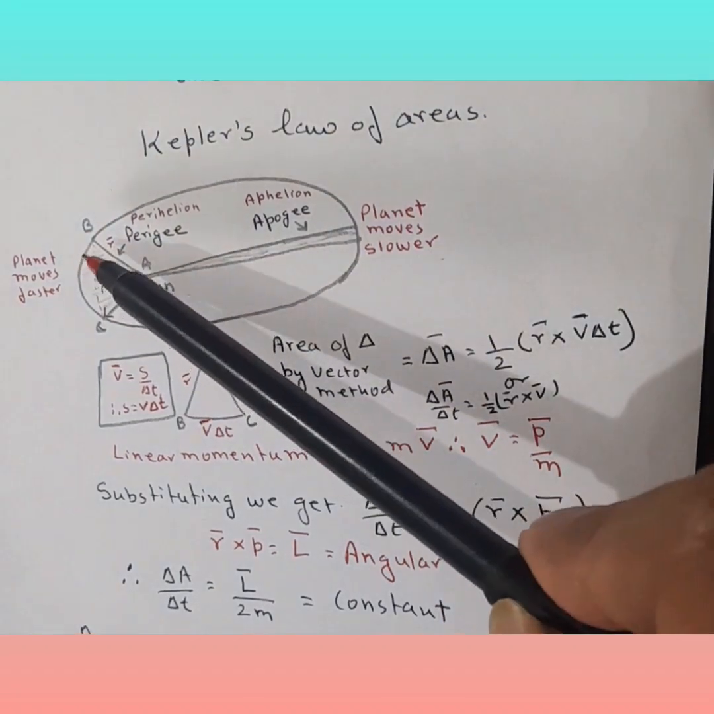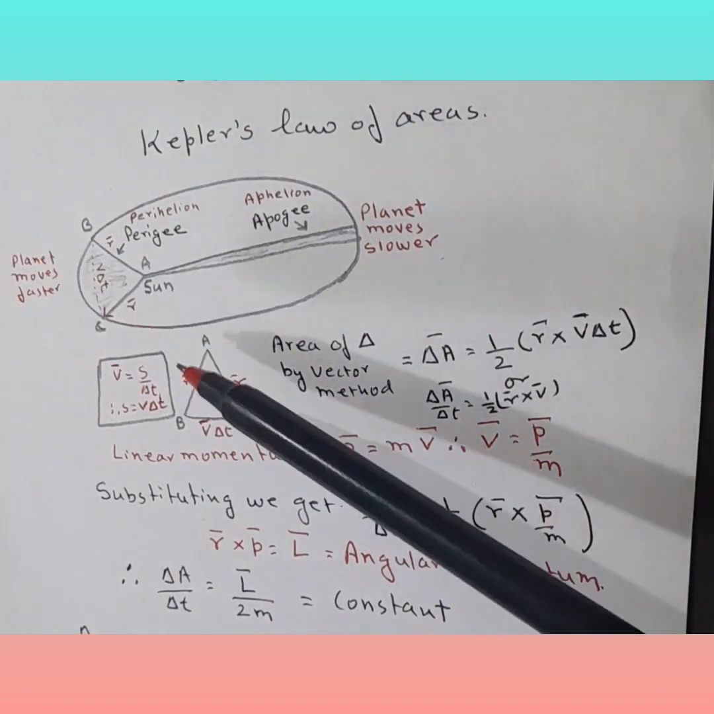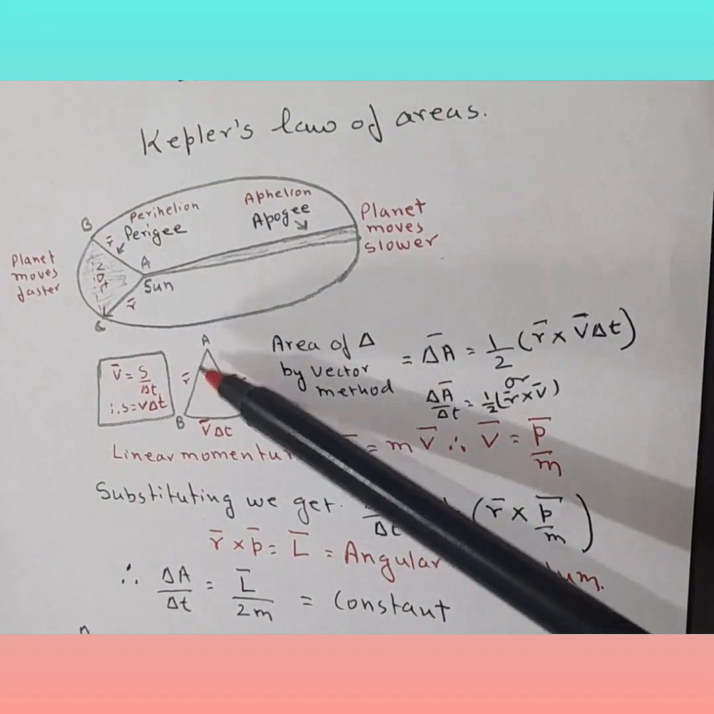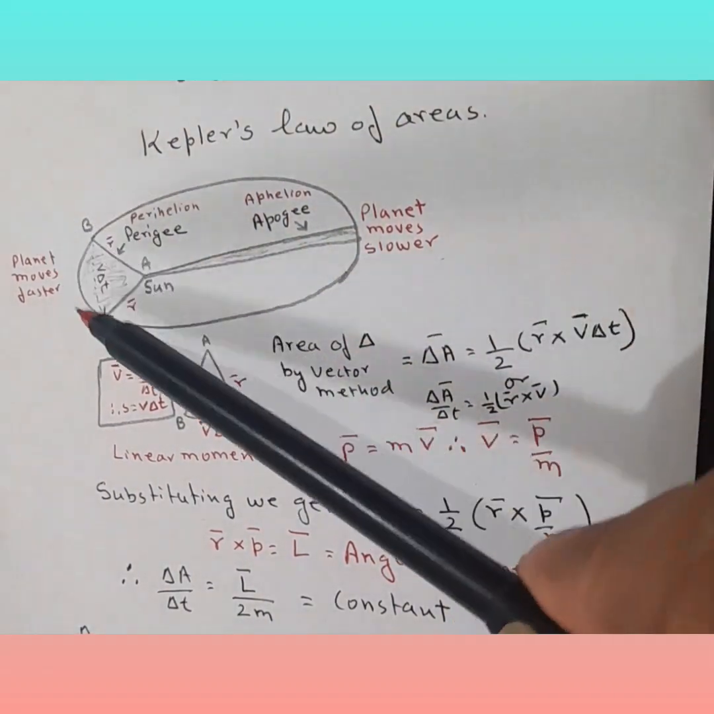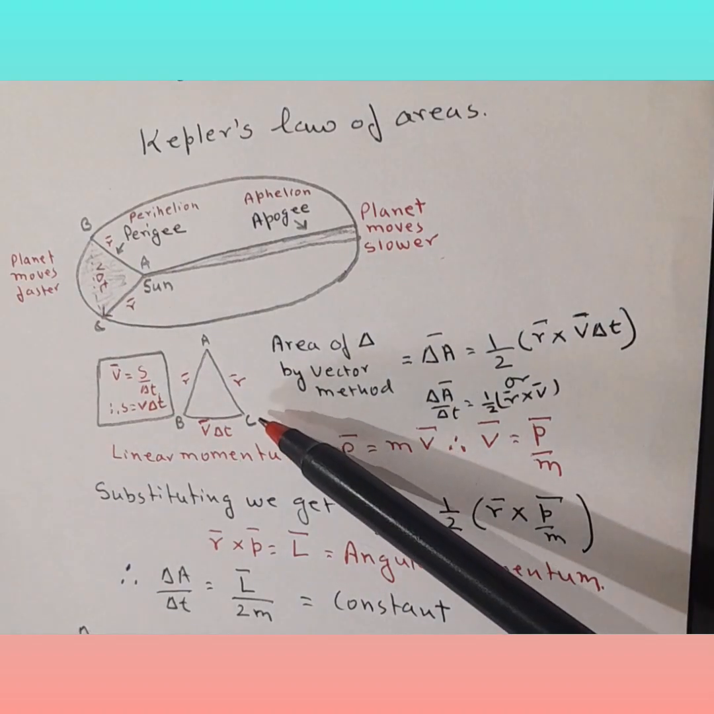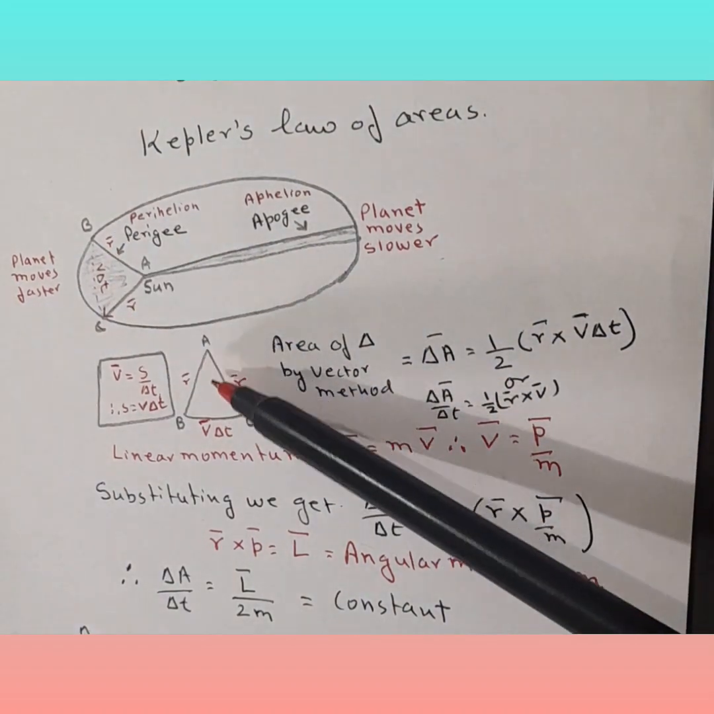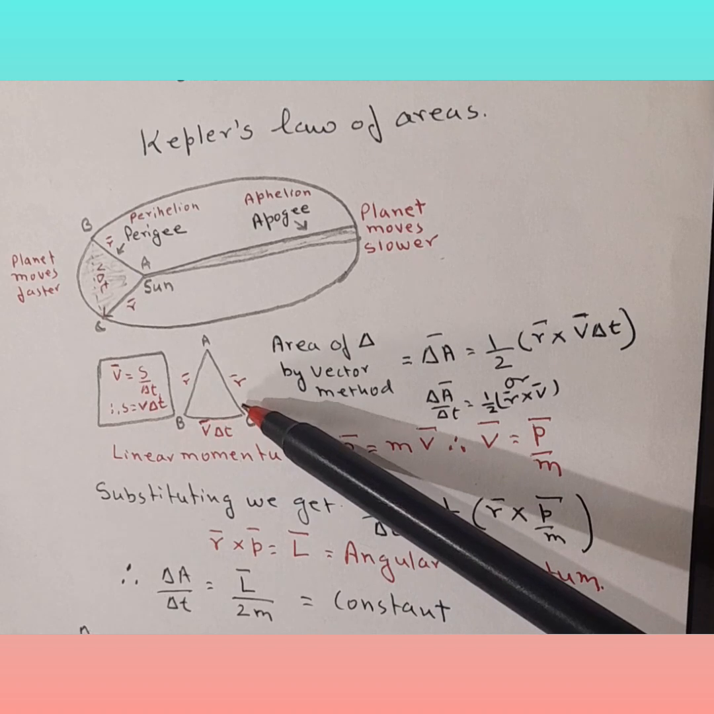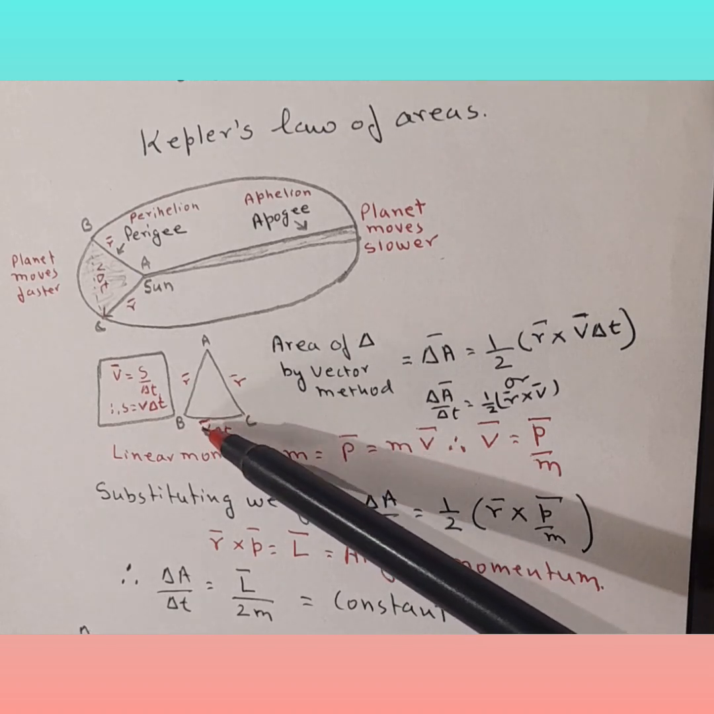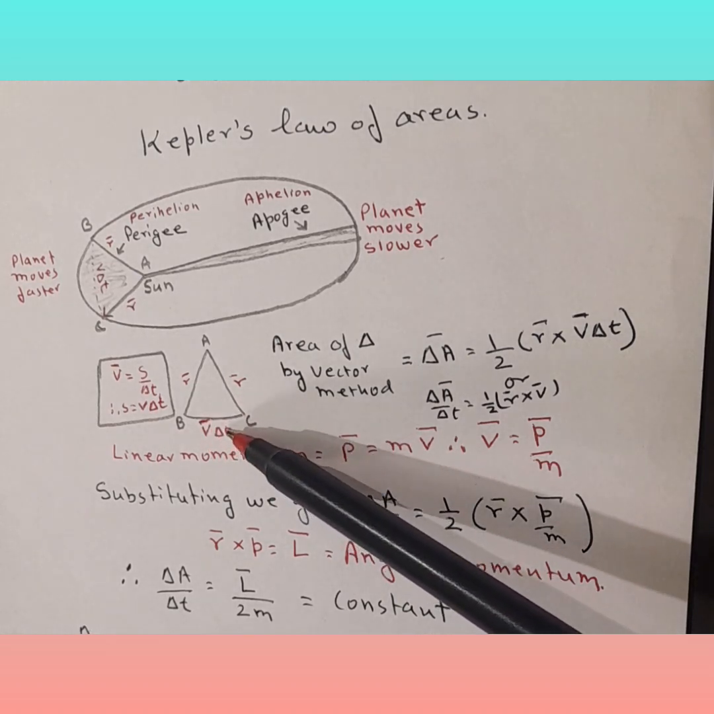Alright, so just imagine that this sector, I've brought it over here. So this is A, this is B, this is C. Alright, so this is vector R and this is vector V del T.